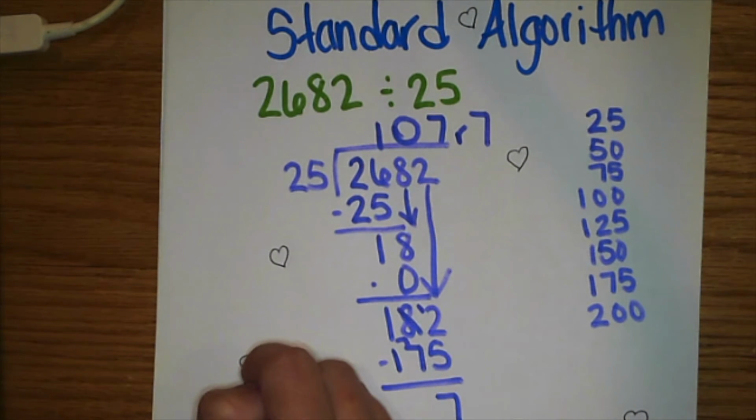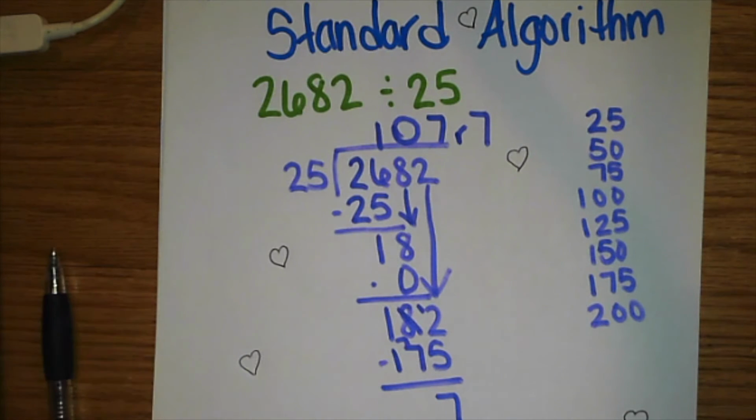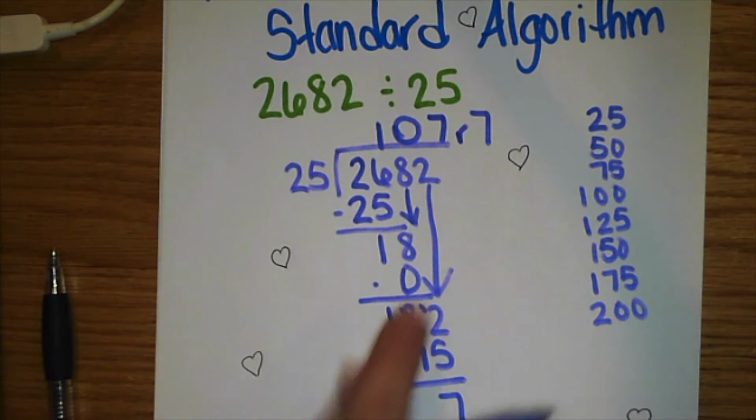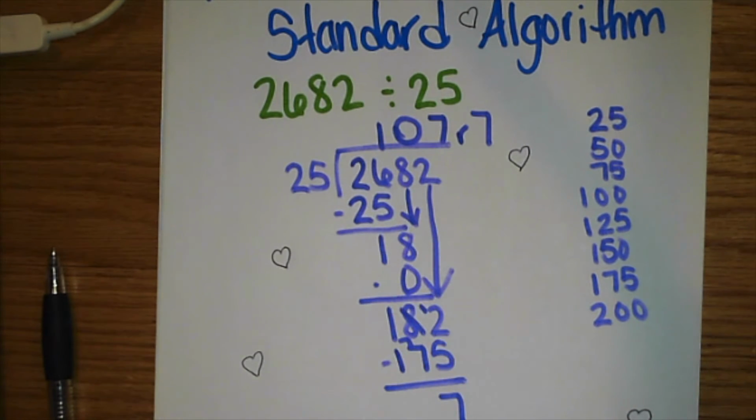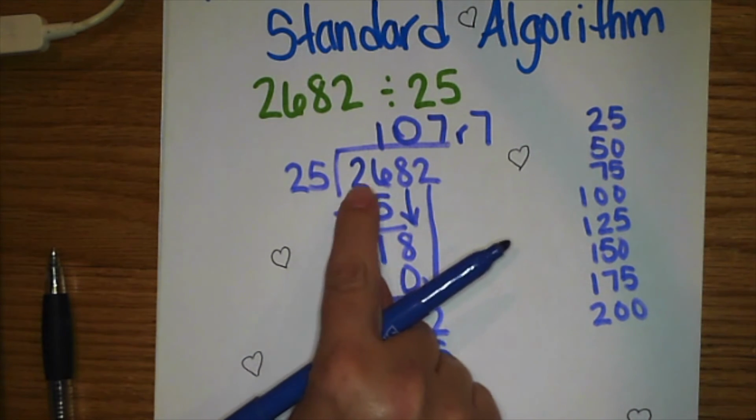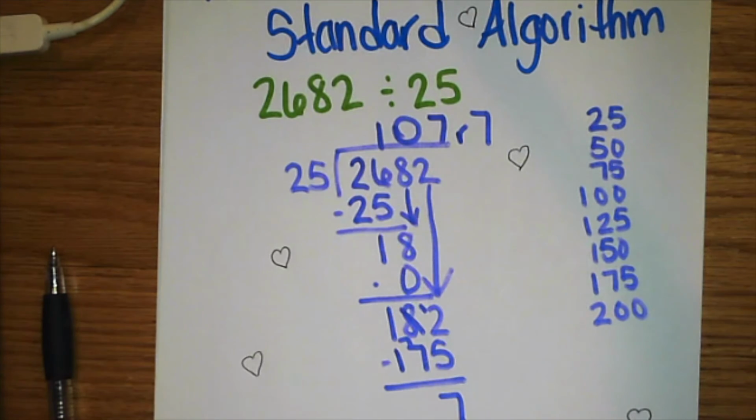Make sure that when you are doing your standard algorithm, you are keeping your numbers in nice, neat rows. If you have a problem with that, take a sheet of loose leaf and turn it to its side. Instead of lines, you have some columns to put your numbers in. One number in each column, and it'll help you keep your numbers organized.